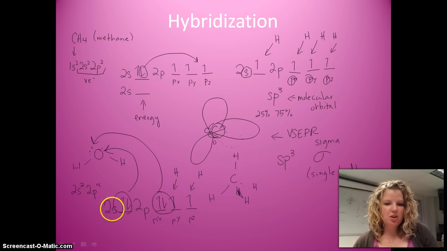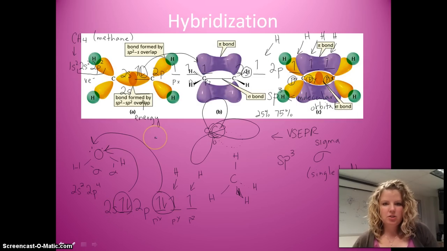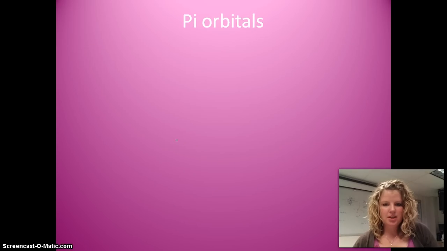So when we do hybrid orbitals, these lone pairs and these sigma bonds, we can see that these are evident, and you can tell where they are. And then I had a little picture here, but we'll get back to that.